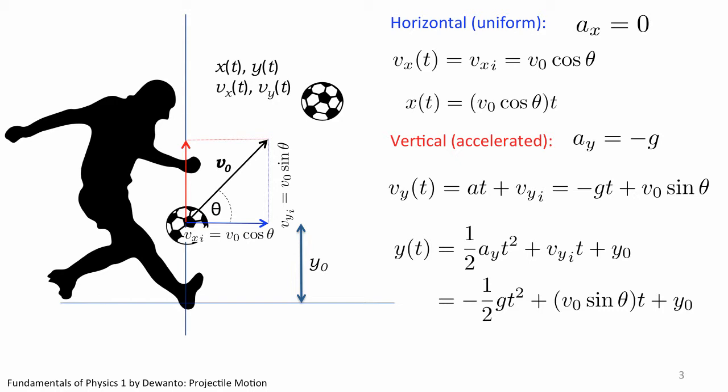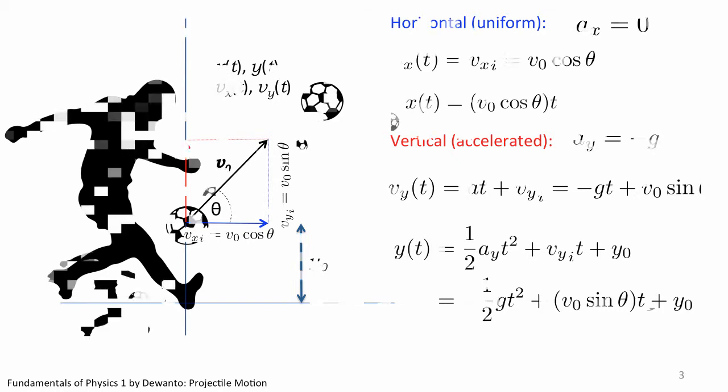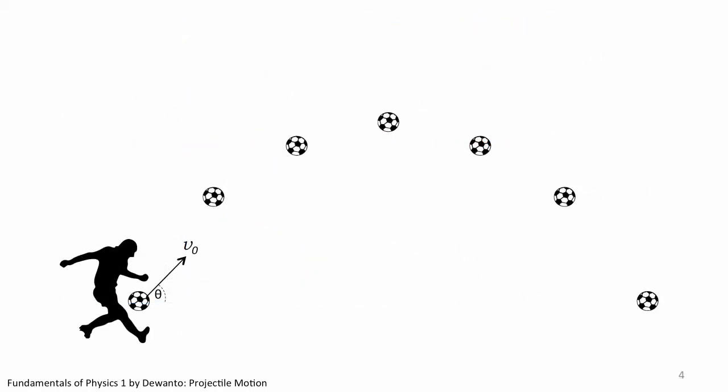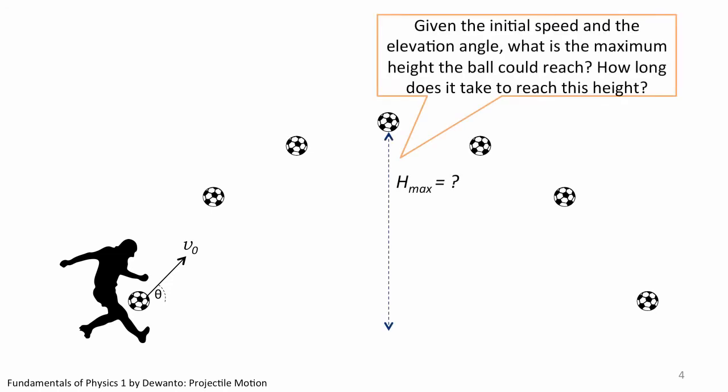Before we move on to the next lecture on circular motion, let us ponder on a couple of things. Using those few formulas we discussed in the previous slide, there are tons of questions we are able to address. Some of these questions I will highlight here for us to ponder. We will go through the solution in detail during our face-to-face sessions. First, given the initial speed and the elevation angle, what is the maximum height the ball could reach, and how long does it take to reach this height?